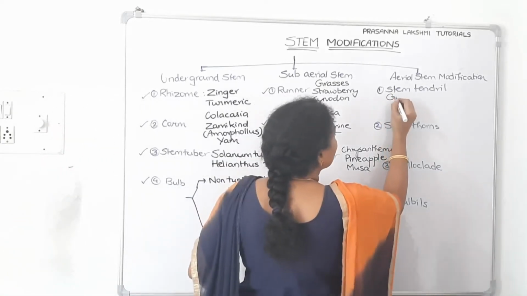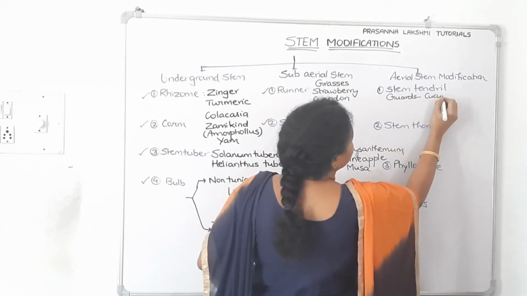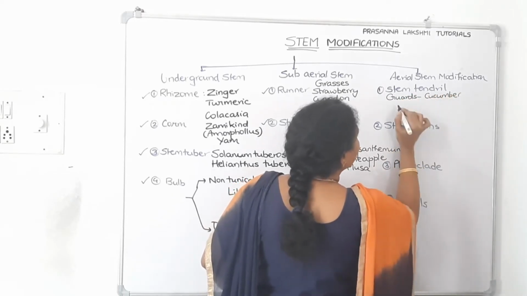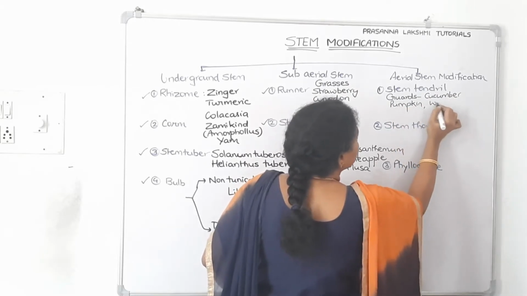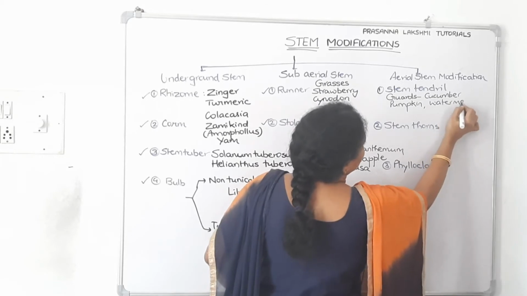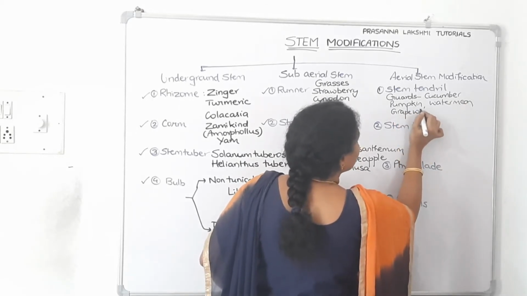So we can take all the gourds. Like we can go with cucumber, pumpkin, watermelon, and grapevine. These are the examples of stem tendrils.